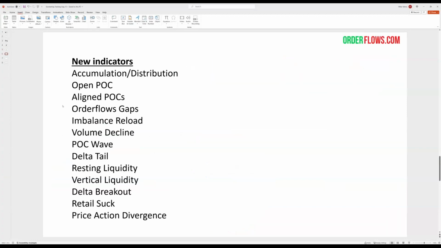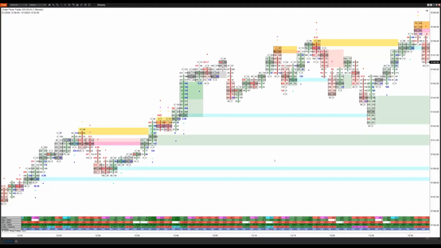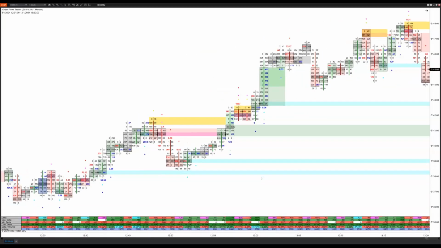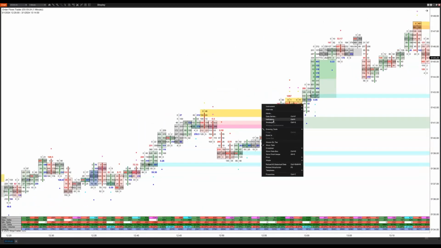Now there's the new indicators, okay? Let's talk about that real quick. So there's accumulation distribution, open point of control, aligned point of controls, order flow gaps, imbalance reload, volume decline, POC wave, delta tail, resting liquidity, vertical liquidity, delta breakout, retail suck, price action divergence, okay? And one of the new updates that we've added is for the order flow ratios, okay?